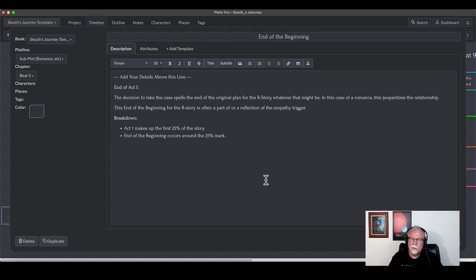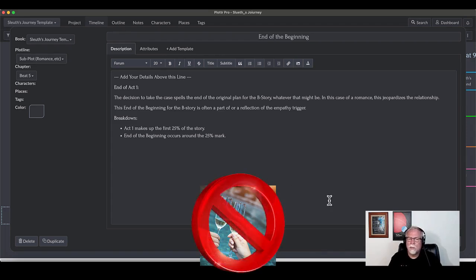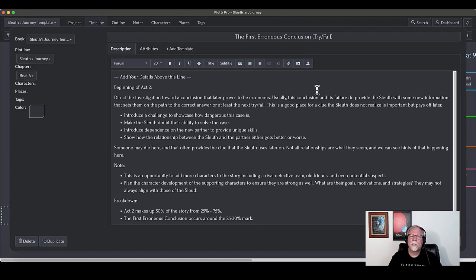Whatever anniversary trip they were planning, whatever time they were planning with their family or their wife or whatever, at this point, that is all blown apart, and it's blown apart because of the case. So be sure you always tie this back to the main plot line and the case. So this spells a little bit of a disaster for the B story. Okay. But our detective continues to the first erroneous conclusion.